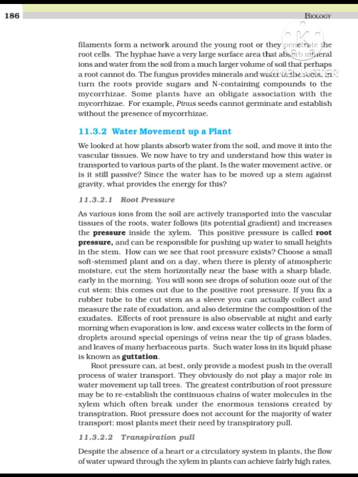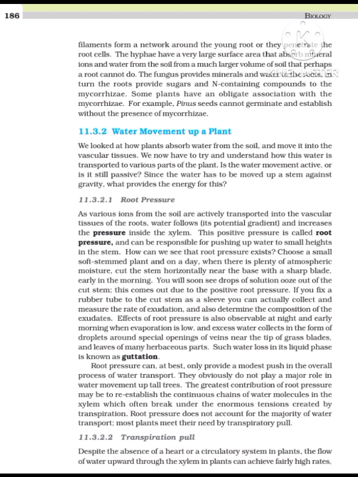Effects of root pressure are also observable at night and early morning when evaporation is low, and excess water collects in the form of droplets around special openings of veins near the tip of grass blades, and leaves of many herbaceous parts. Such water loss in its liquid phase is known as guttation.